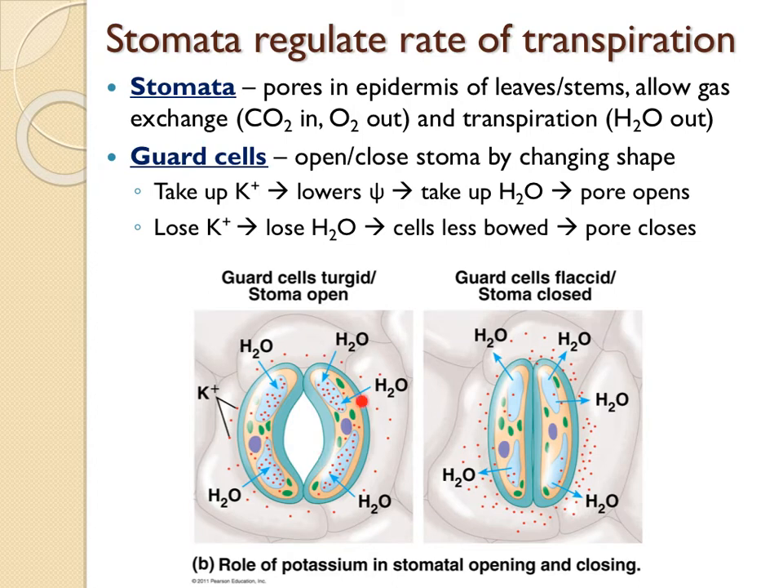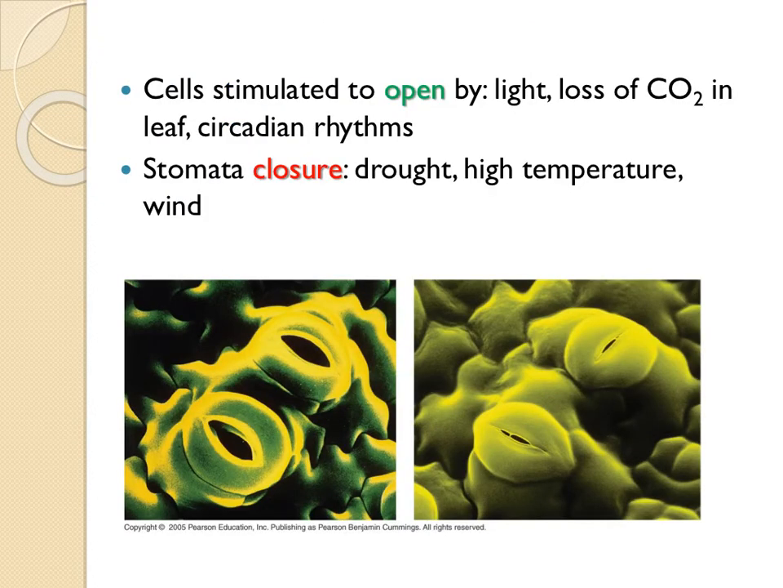The cells that flank the stomata are called guard cells, and when they fill up with water, they pop open and increase this hole. And when there is less water, these guard cells become flaccid. As you can see from the picture, water is leaving these cells and it closes that hole. Generally, these guard cells are stimulated to open by the presence of light, the loss of carbon dioxide in the leaf, and through circadian rhythms.